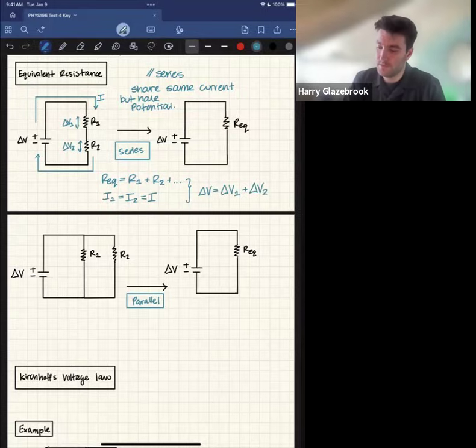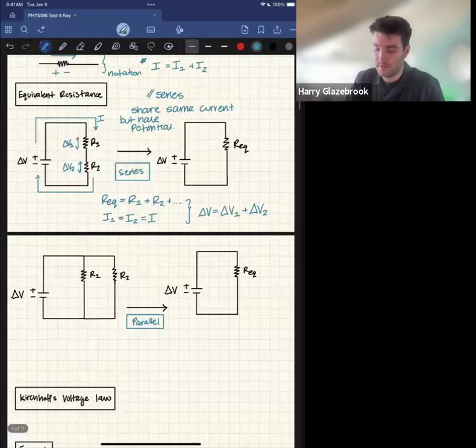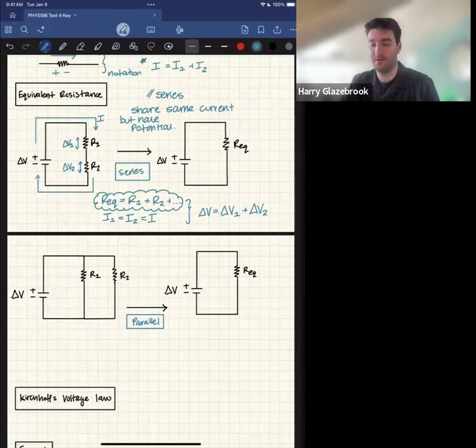So if you have to remember anything, remember how to add up equivalent resistors like this. And then remember that resistors in series are going to have the same current and different potential.